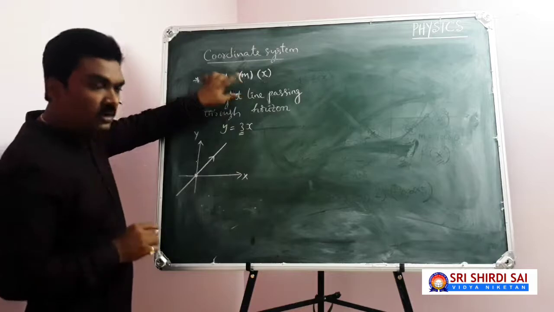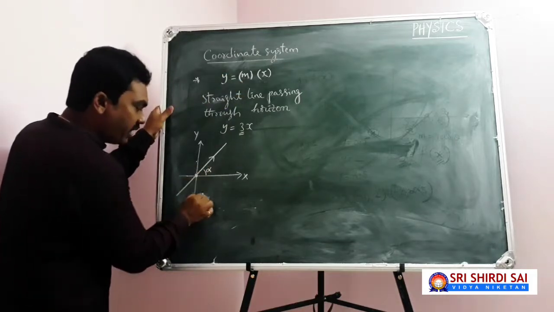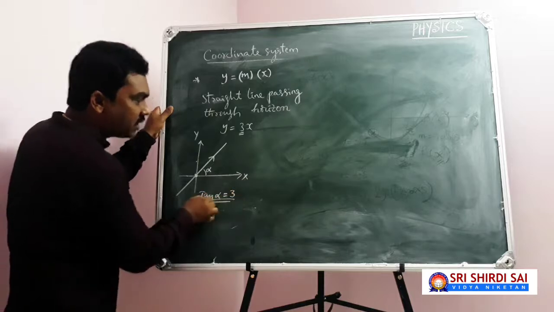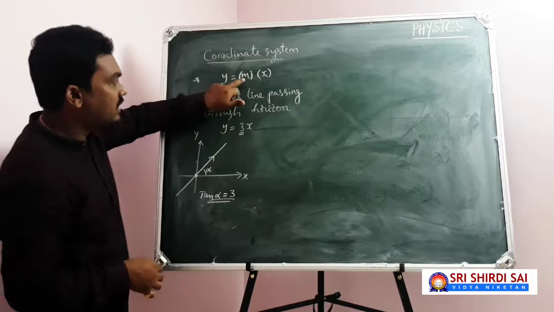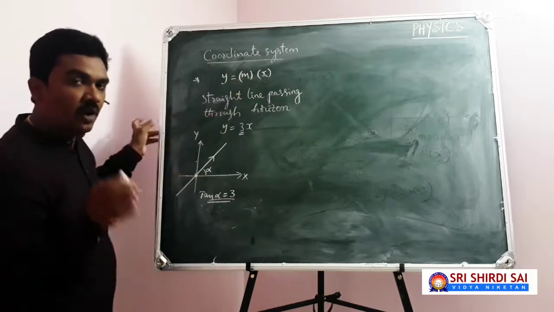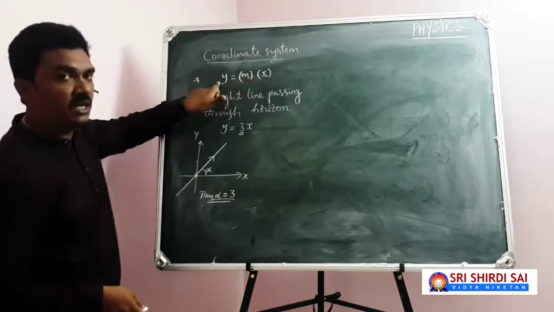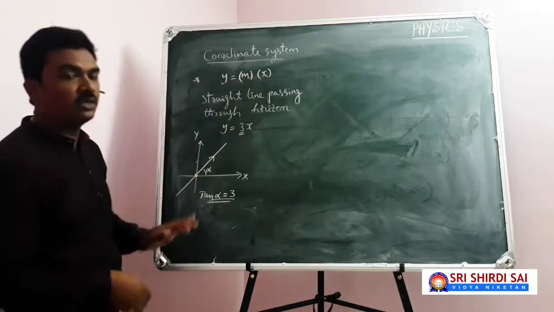Yes, certainly. If your straight line makes some angle alpha here, you can write slope m equal to tan alpha, that equal to 3. Because in this mathematical equation y equal to m into x, this m represents slope of the graph, and moreover, according to this mathematical equation, your graph will be a straight line passing through origin.